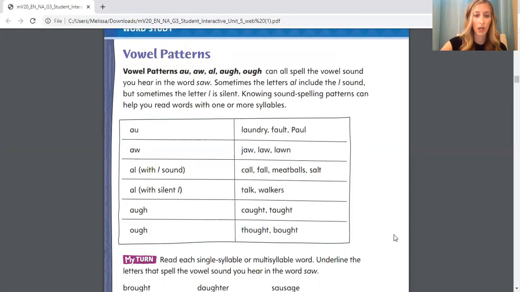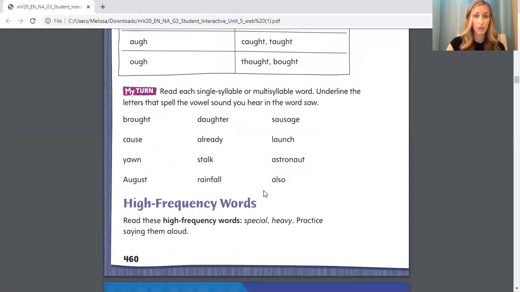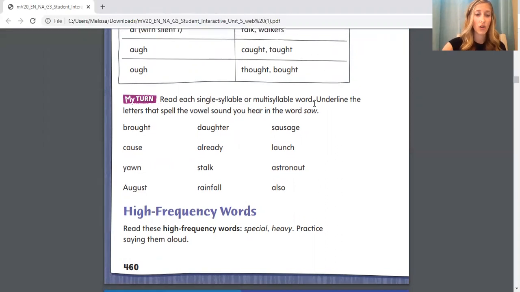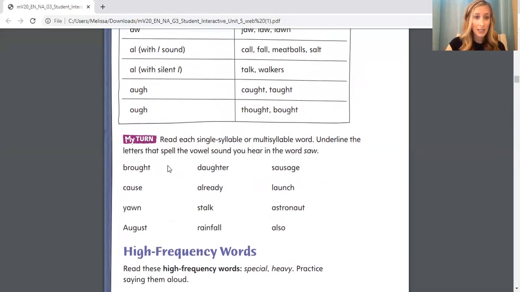So now it's your turn to do some work. It says to read each single syllable or multi-syllable word. Underline the letters that spell the vowel sound you hear in the word saw. So remember, we're looking for the ah sound, looking and listening. So, for example, in the word brought, I see O-U-G-H, brought. I hear the ah sound, and I see O-U-G-H, which is one of our patterns in this chart. Go ahead and underline that pattern. You're going to do that on your own after this video, or you can pause it and do it now. And you're going to underline in each of those words the pattern that you see that makes the ah sound.